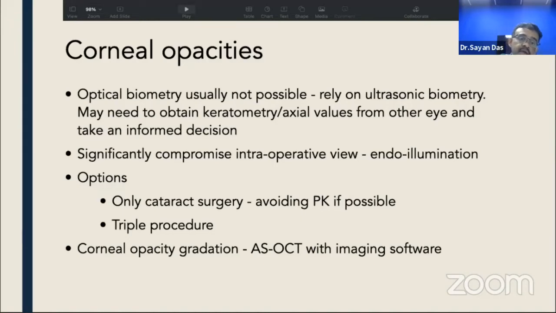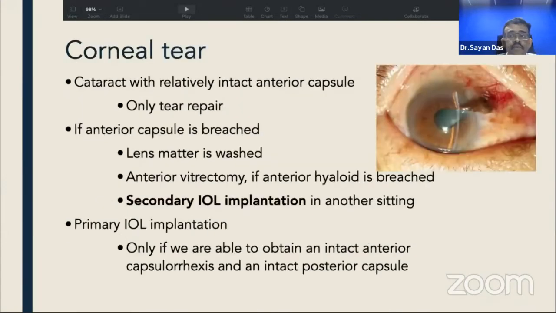to affect vision. Now there has been a description of corneal opacity gradation with AIOC, and it's available in the literature. I'm not going into the details. If there is a cataract in a corneal tear with relatively intact anterior capsule, we should do only tear repair. If the anterior capsule is breached, the lens matter should be washed. The anterior vitrectomy should be done if the anterior hyaloid is breached, and secondary IOL implantation is ideal if the posterior capsule is either disintegrated or we cannot achieve capsular support.